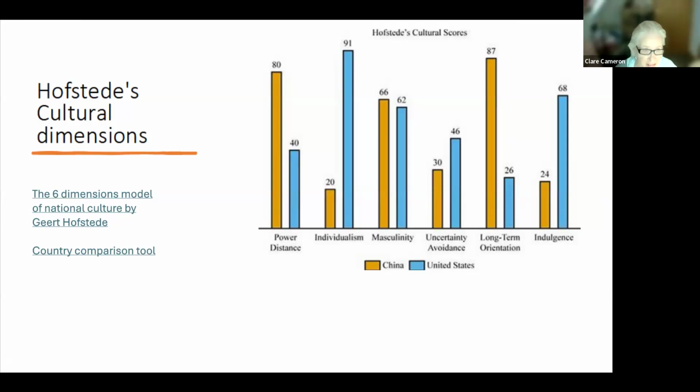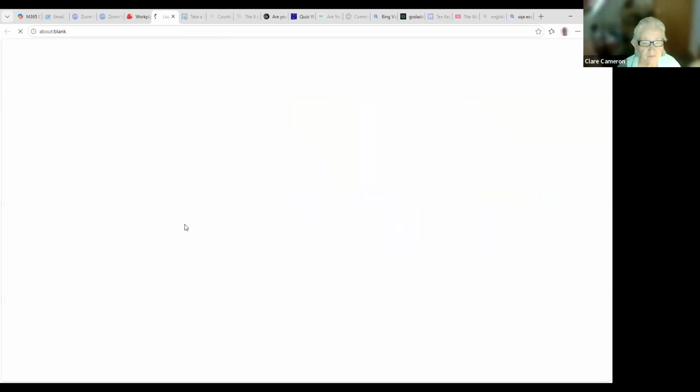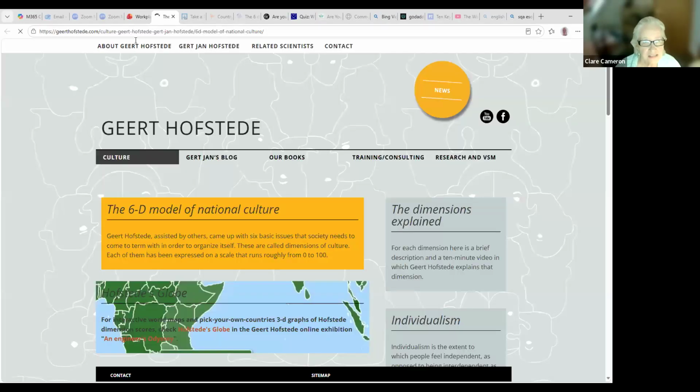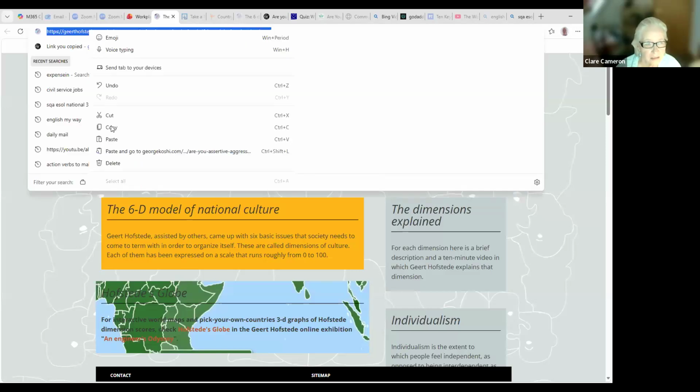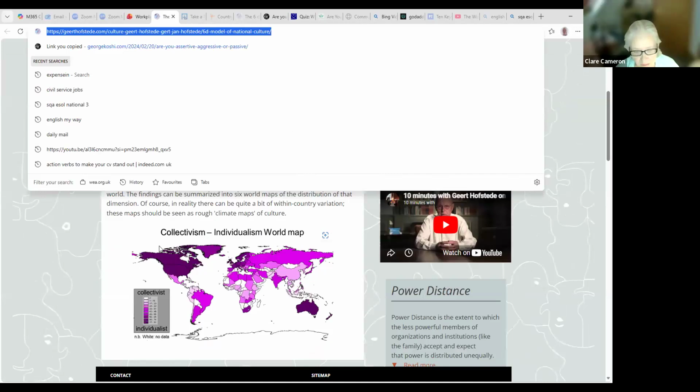So if we look here, sorry, I pressed the wrong button there. This here is the six cultural dimensions, and it goes into great detail for each topic. There's a little video, and then you can see the world graph. This is individualism versus collectivism. So the United States, Northern Europe and Australia are very individualistic. So that is one aspect.